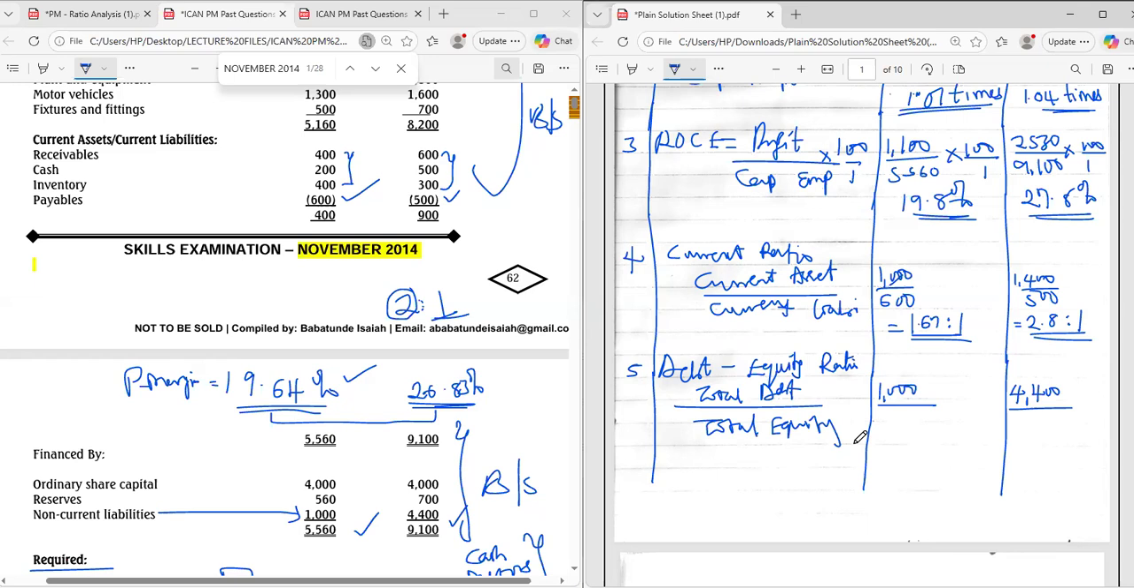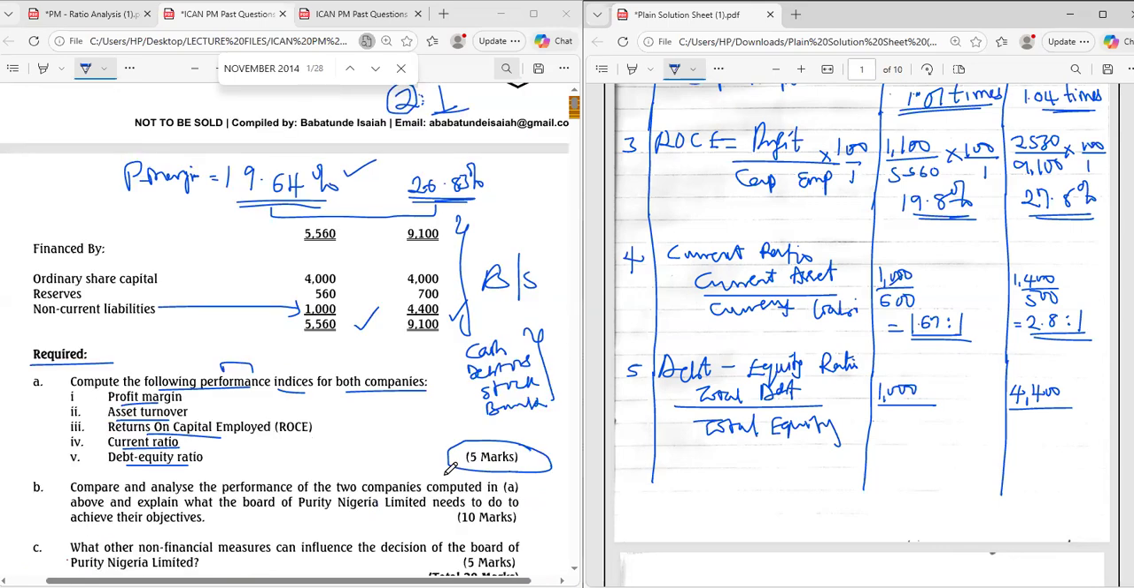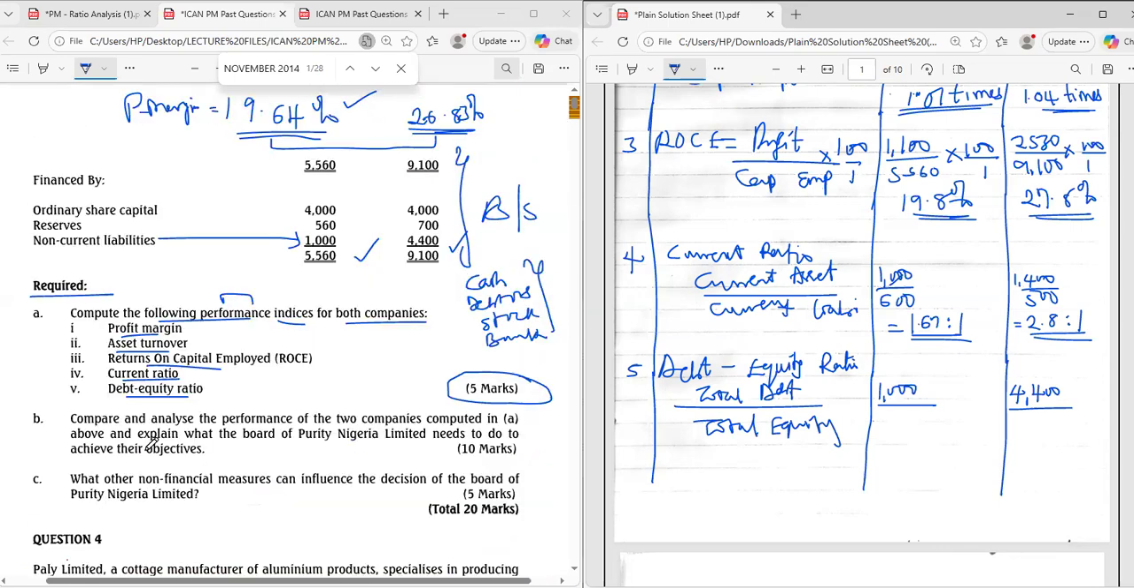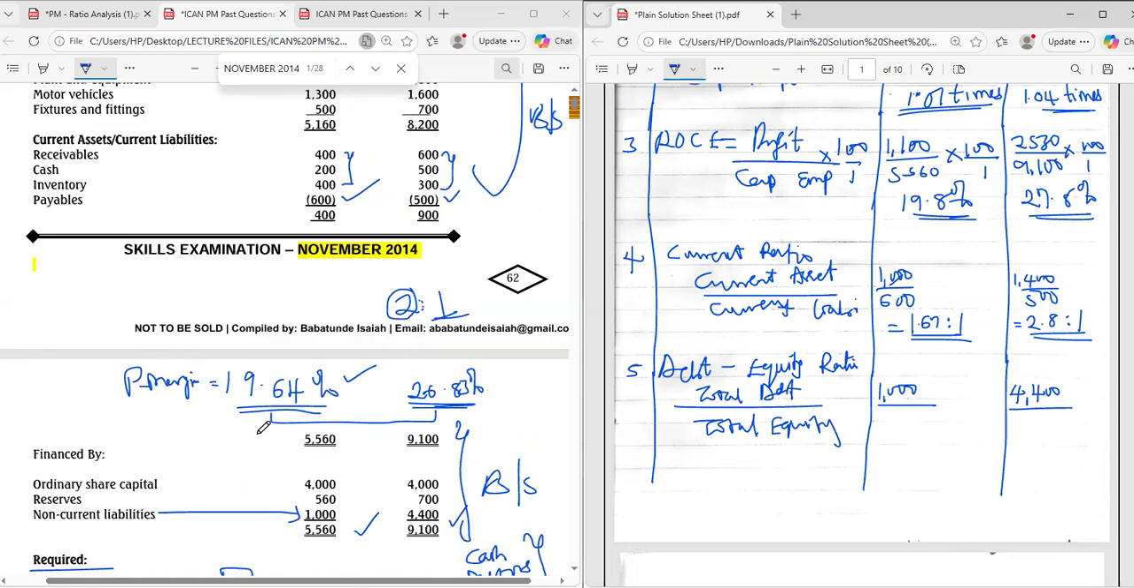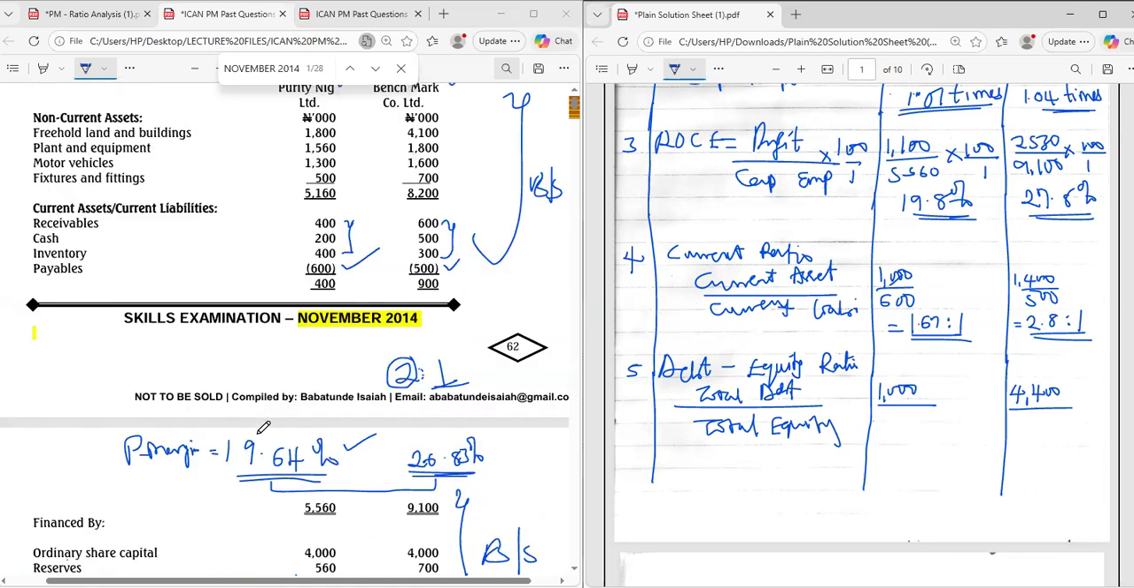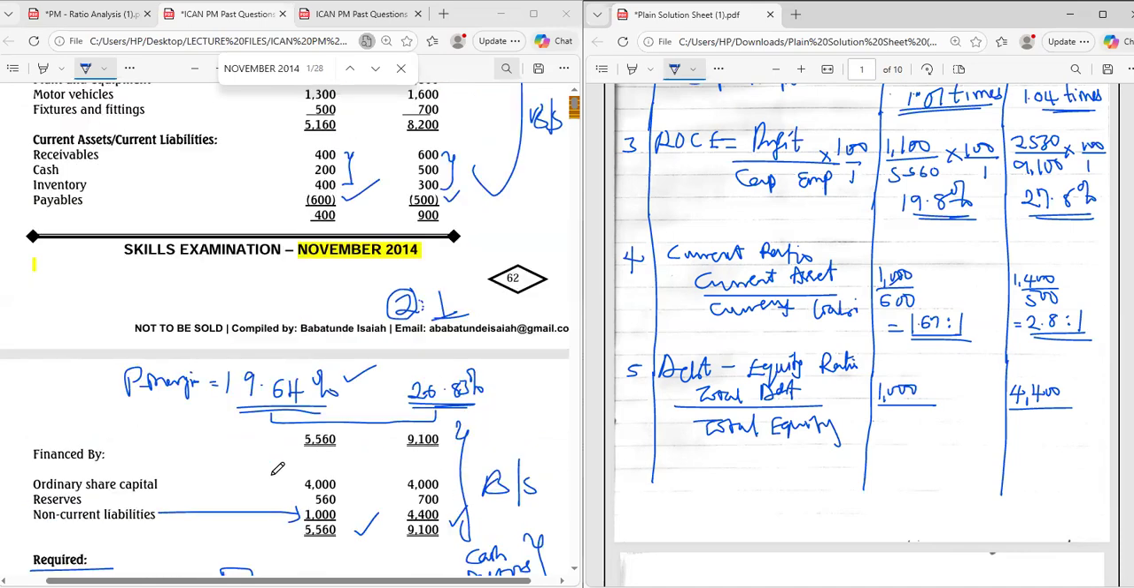So me, I want to use total debt. But they were open now. They said debt to equity. So it is long-term debt to equity. That's what it means. So that equity now is the major thing. How do we get equity? I've seen my answer. For purity, how much is it?